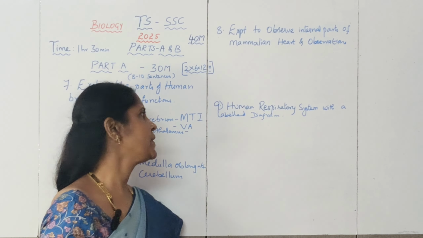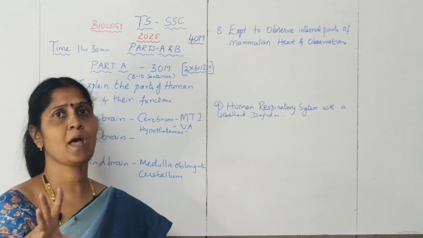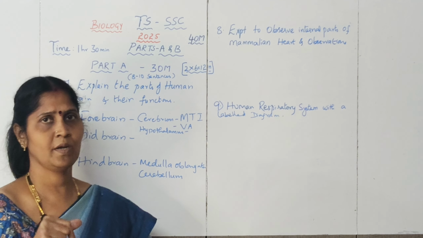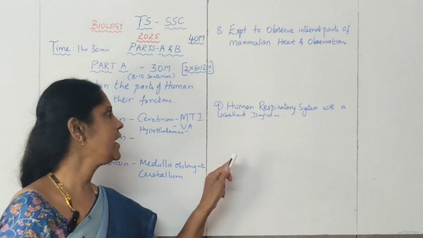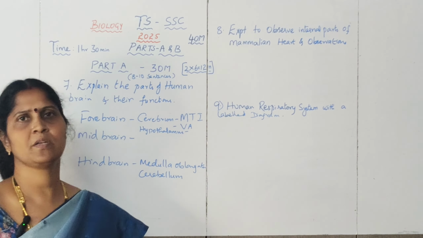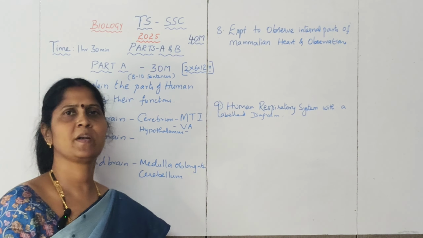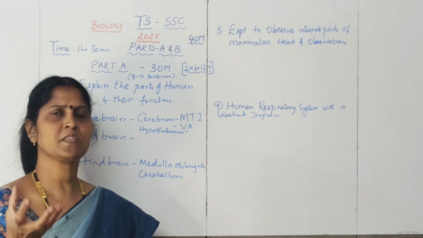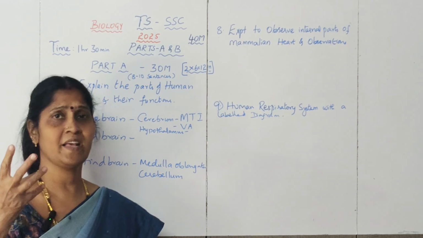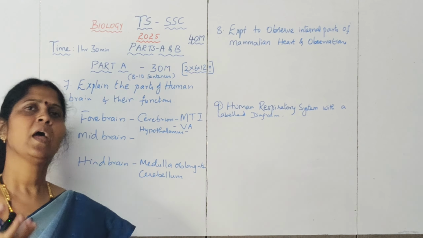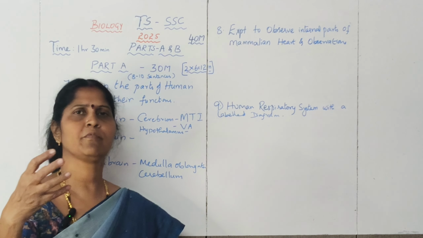All those observations you can write. Next, coming to the human respiratory system with a labelled diagram. Already I have shown you the diagram to be drawn in 1 minute. Just refer back to my shorts. And here you have to write some explanation. The human respiratory system basically helps in the breathing process and exchange of gases, which is the first point. Then what it contains, the different parts.